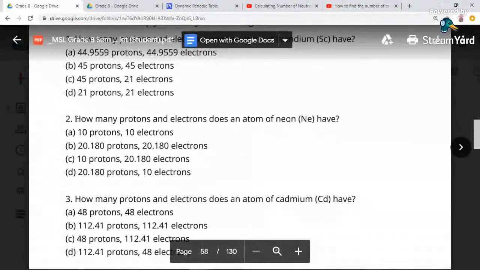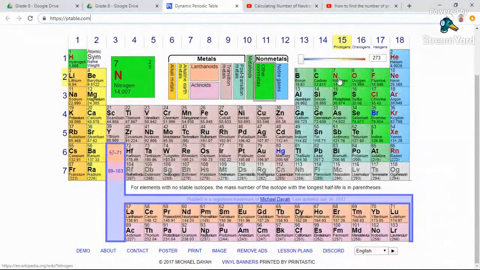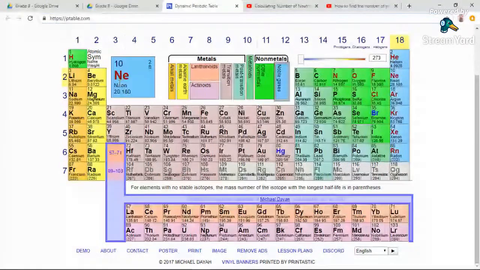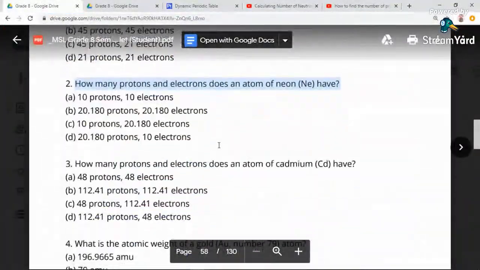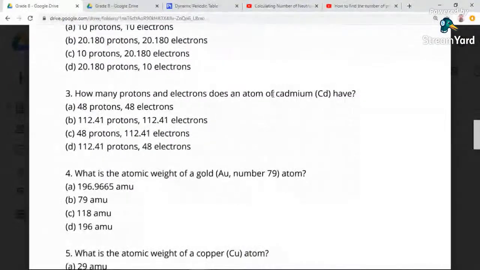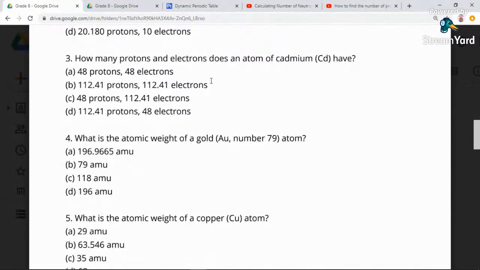How many protons and electrons does neon have? So it's the same question. Okay, where's neon? Neon, I know, is there. So if I'm very fast, yeah, there you go. I can do that. So there's a 10 and there's a 20. So which one is going to tell me the number of electrons and protons? Same one for cadmium. So you have to find that.